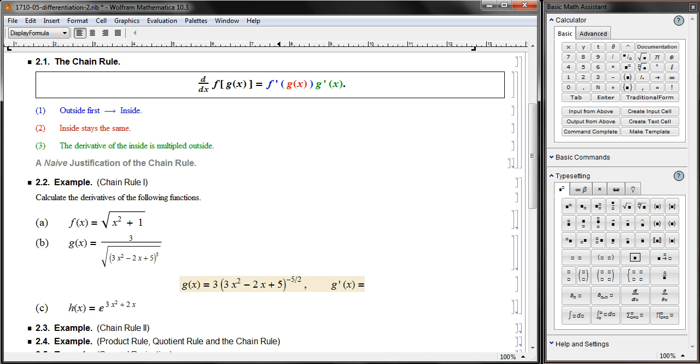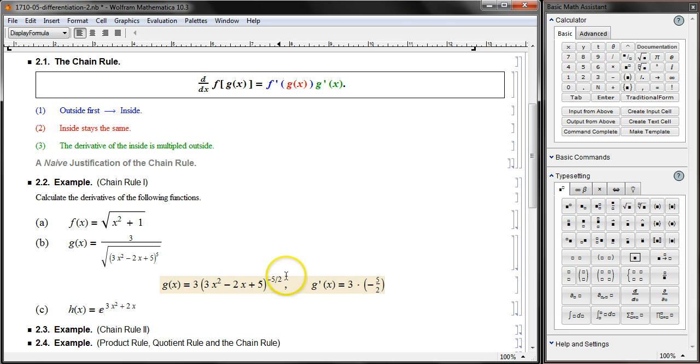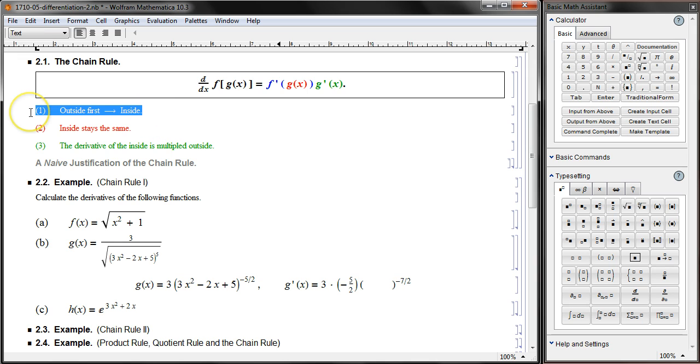The derivative, all right, coefficient 3 was there before, so no problem there. And what do you multiply? You multiply the power negative 5/2. See, by the power rule, the power comes out as a coefficient, and subtracting 1 from the power, we get that. That completes step 1 of the chain rule. Outside first. Now let's go to the inside.